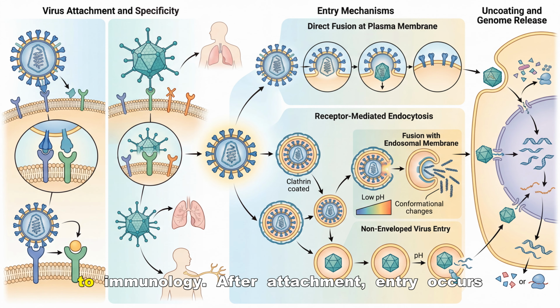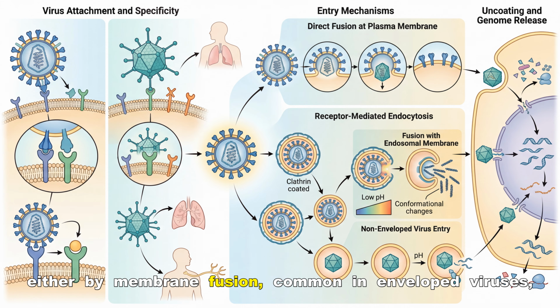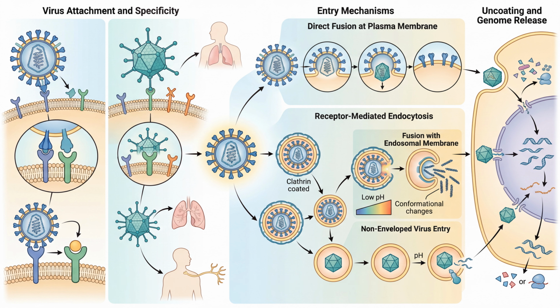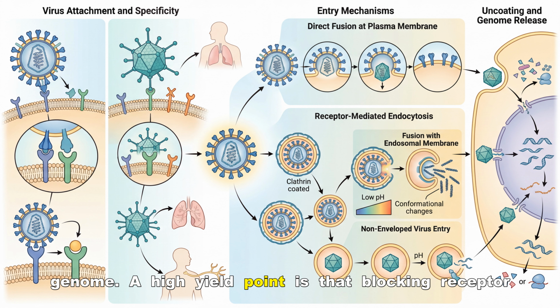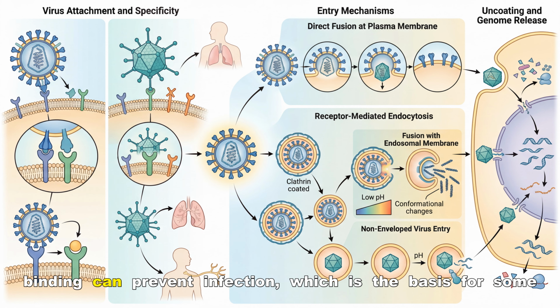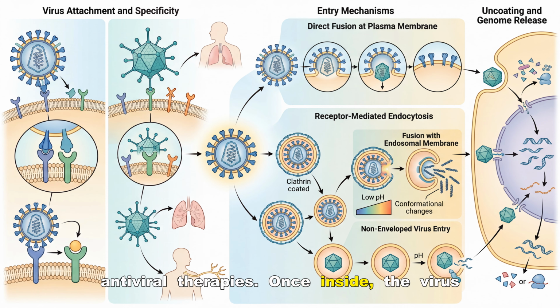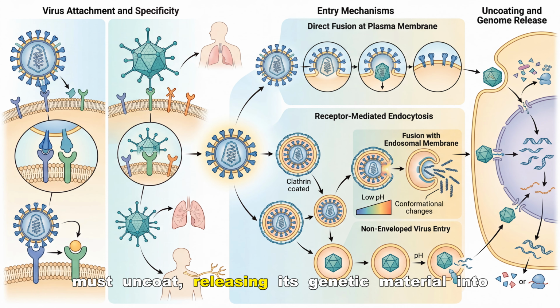After attachment, entry occurs either by membrane fusion, common in enveloped viruses, or by endocytosis, where the virus is engulfed into a vesicle. Non-enveloped viruses often rely on endocytosis and then escape the vesicle to release their genome. A high yield point is that blocking receptor binding can prevent infection, which is the basis for some antiviral therapies. Once inside, the virus must uncoat, releasing its genetic material into the host cell cytoplasm or nucleus, depending on the virus type.